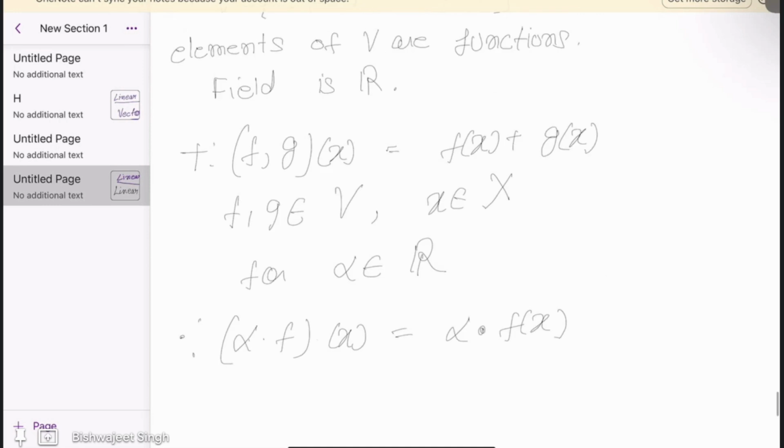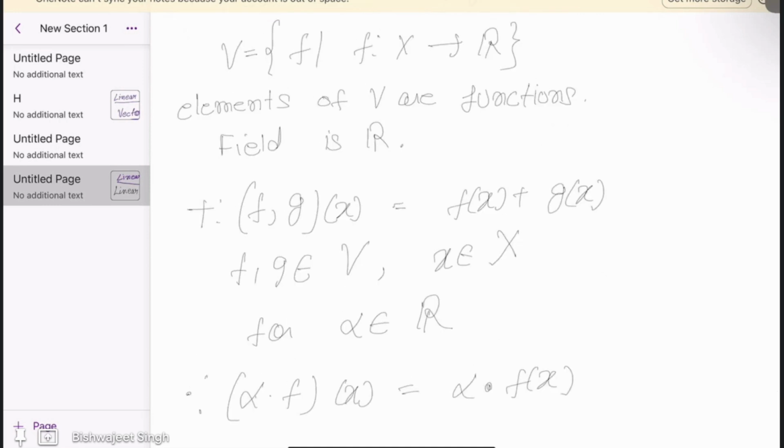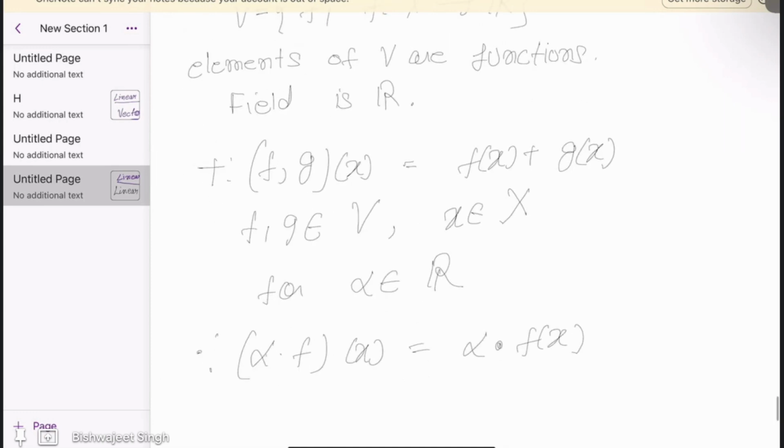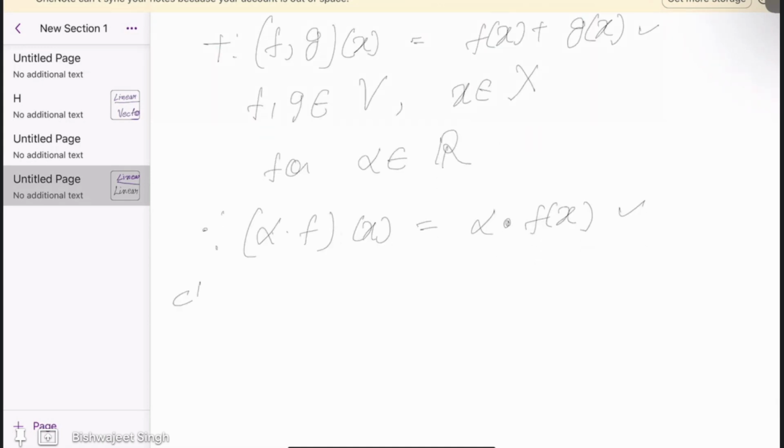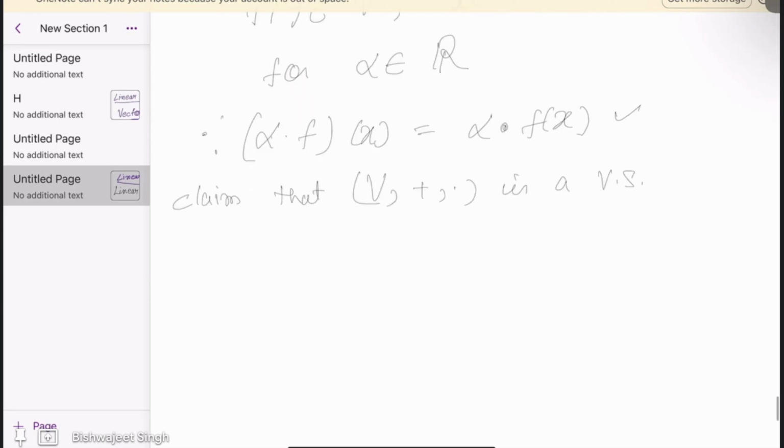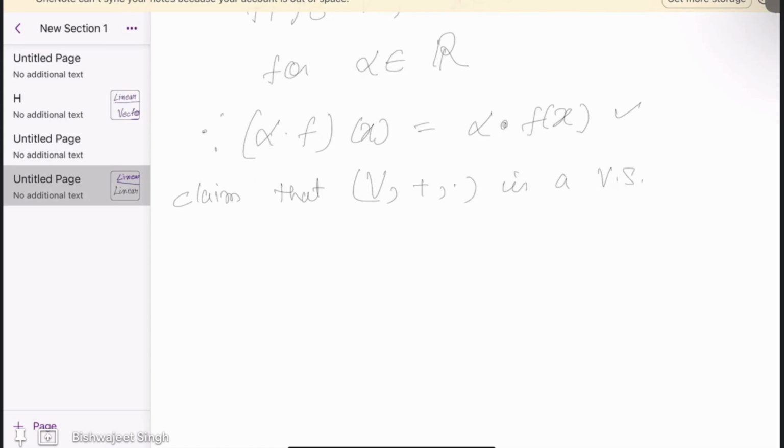So again, what we did is that we took one set V. This time V is a collection of functions. We defined our plus to be like this, and our dot product to be like this, and we claim that this V with respect to this plus and dot is a vector space. So it satisfies all those 8 properties. I am not going to check all the properties again and again, but what will be the identity in this case?